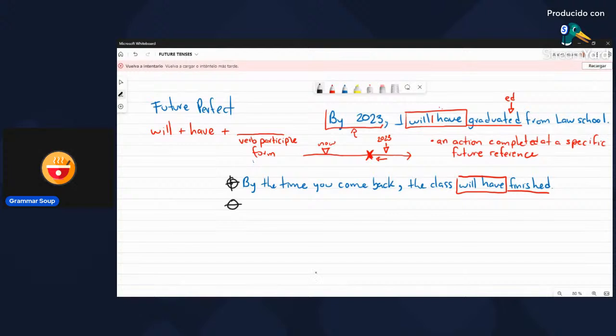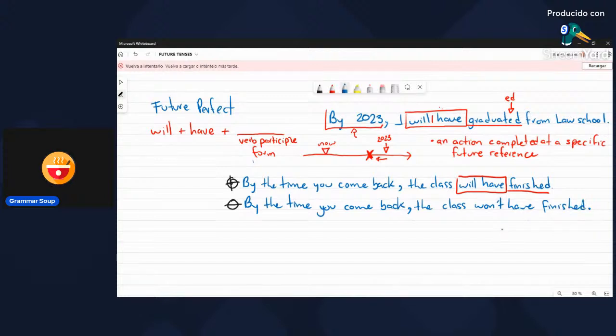Right. So as I told you guys, I was asking you how you can make this sentence into a negative one. By the time you come back, the class will have finished. In order to make it negative, basically we're going to write the same thing. We're going to say by the time. This is a time clause. By the time you come back, the class, let's make it negative from this point. The class won't have finished.